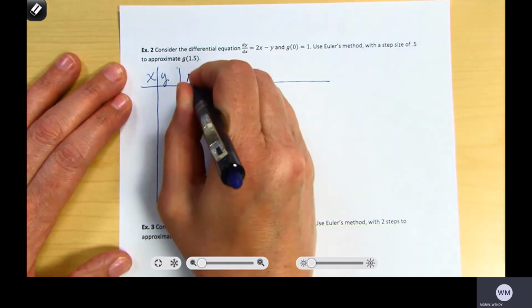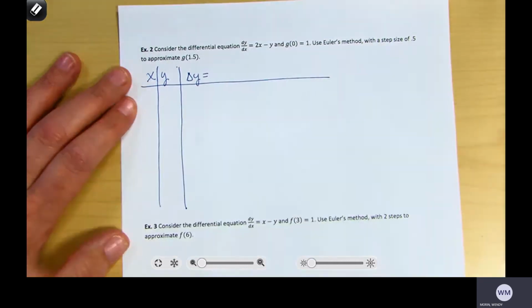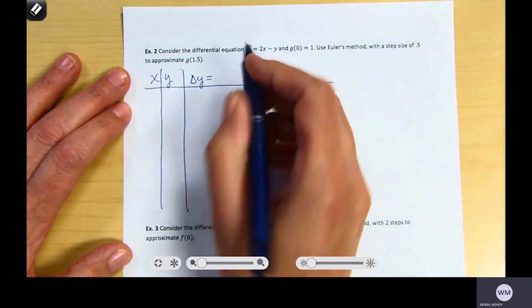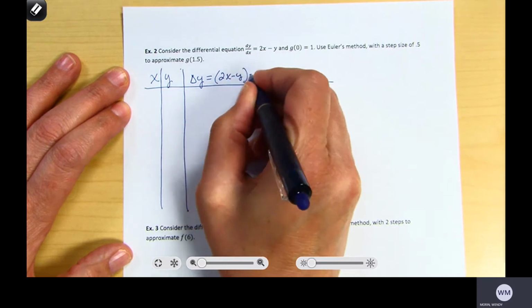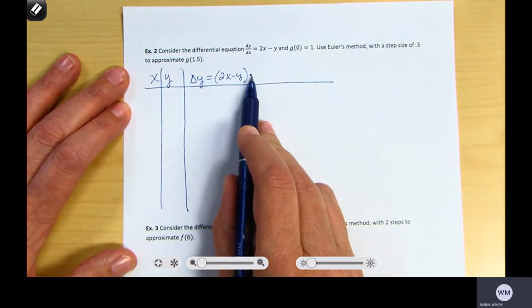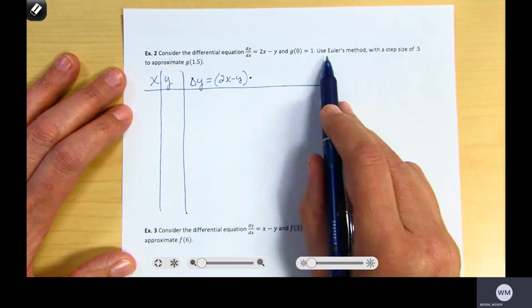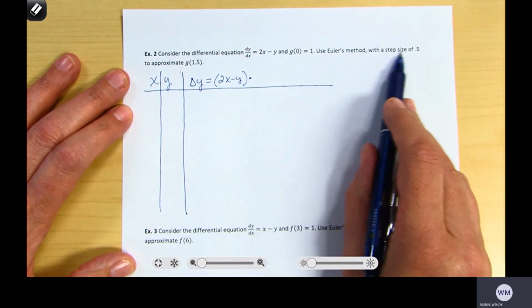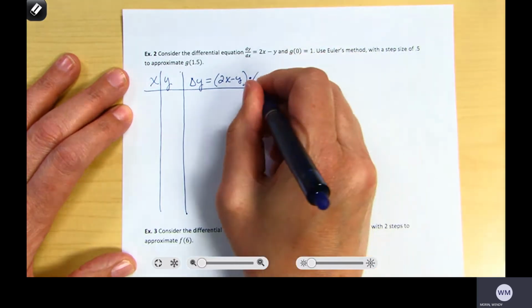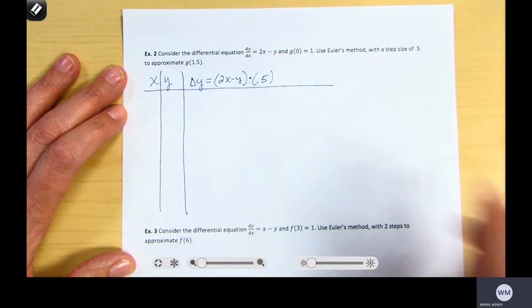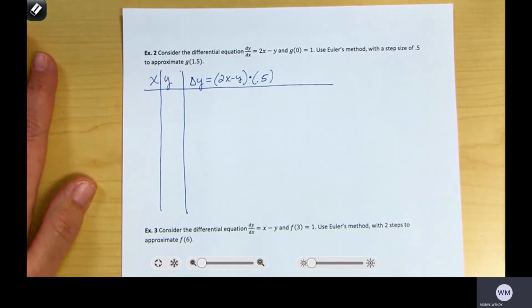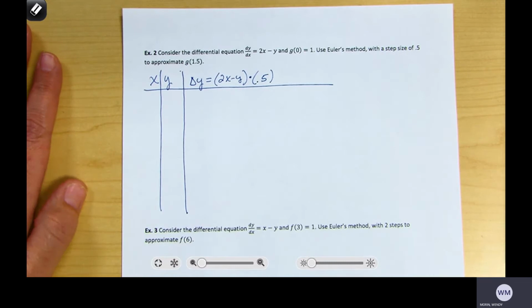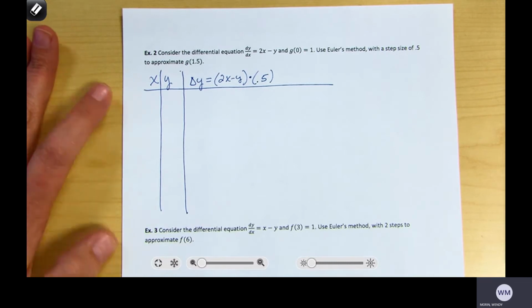Okay. All right, again, I'm going to write the change in y formula. The change in y is dy dx times change in x, again, which is your step size. What is with a step size of 0.5. So we're making our step size smaller. The smaller you make your steps, the more accurate you will be. Right?